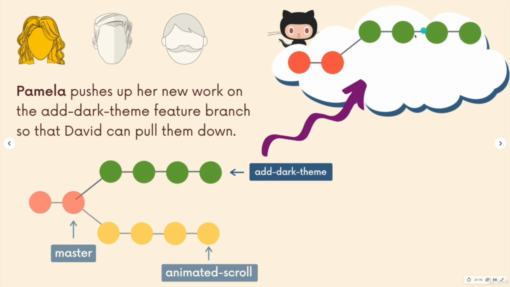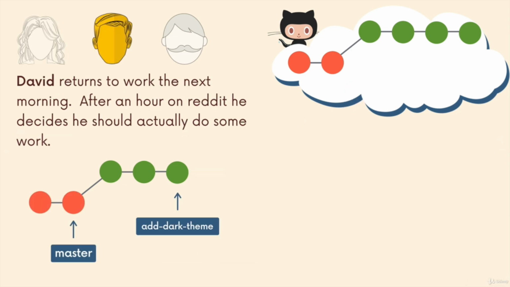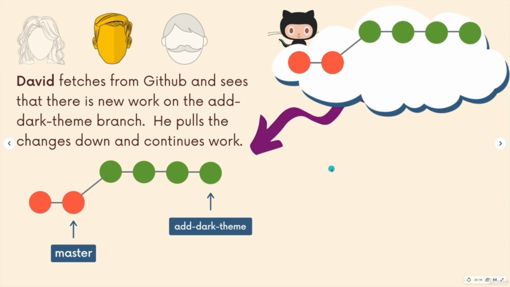Add dark theme is now updated on GitHub. She tells David, hey, I added some new work. Go ahead and pull down those changes. And so he returns to work the next morning. I guess this was late at night or evening. And after some Redditing in the morning, he decides, okay, I guess I should get back to work. But all that he has are these 3 commits on add dark theme. All he needs to do is pull down, see if there's any new information. I mean, he could fetch first to check, but he gets the new work from that branch on GitHub that Pamela did. And now he can continue his work.